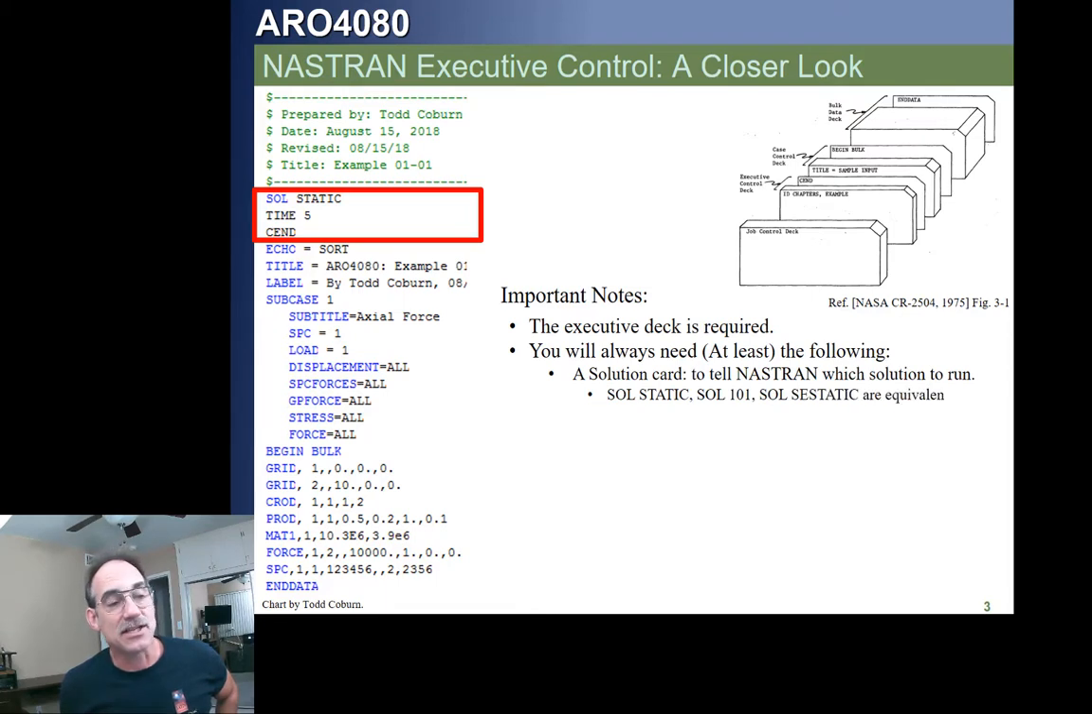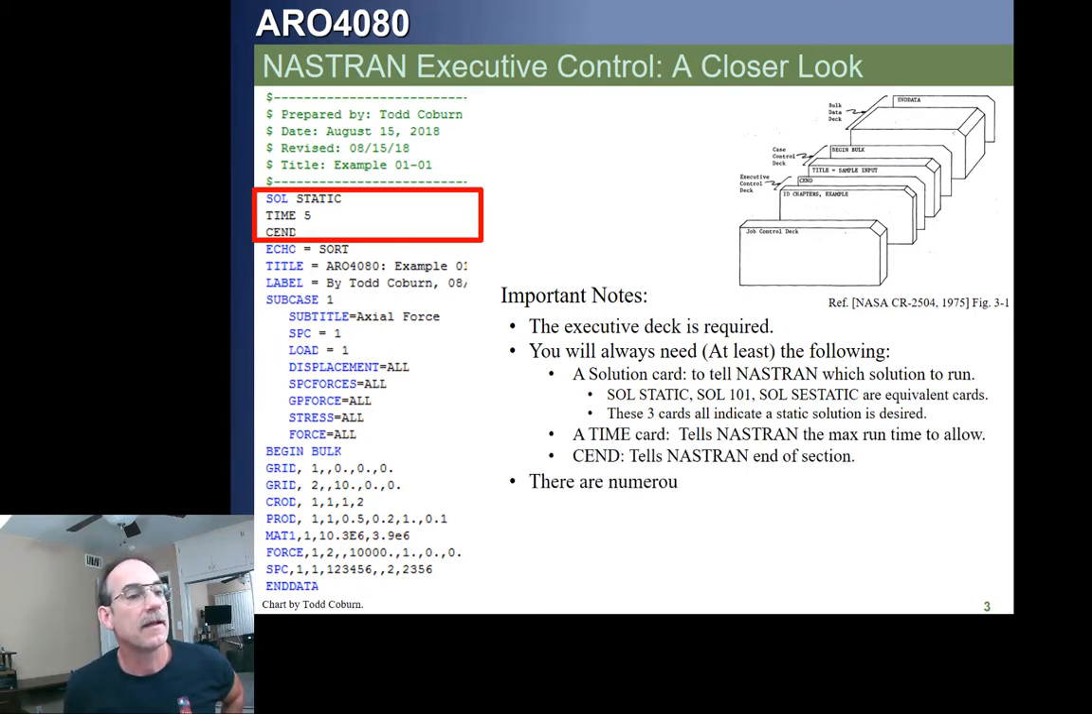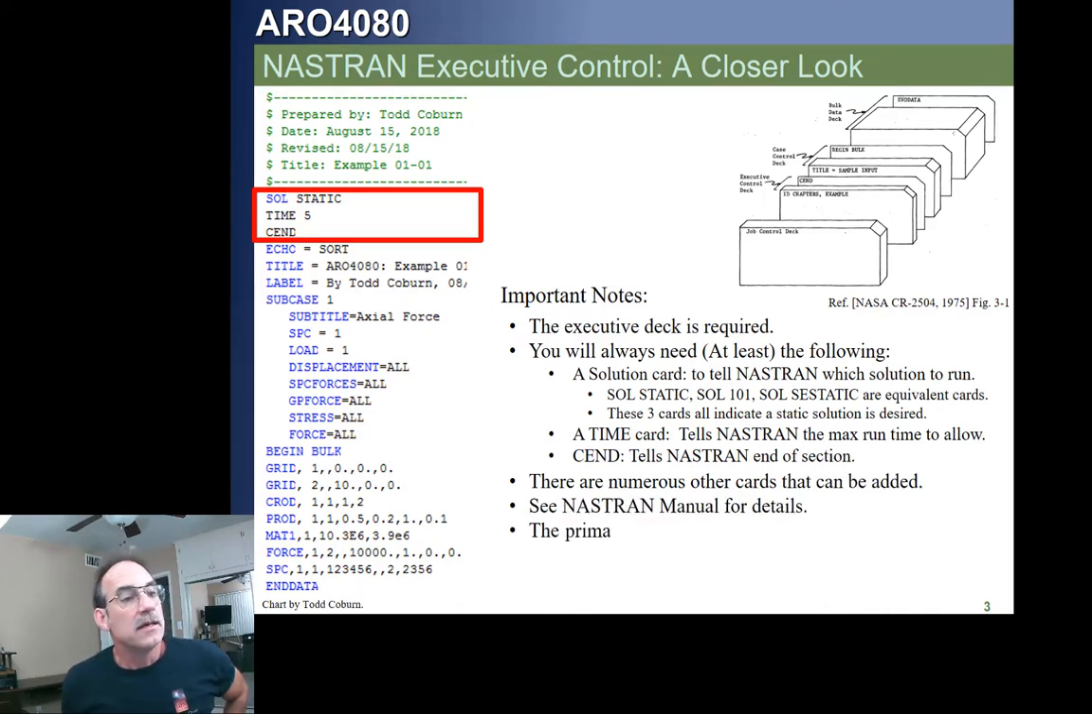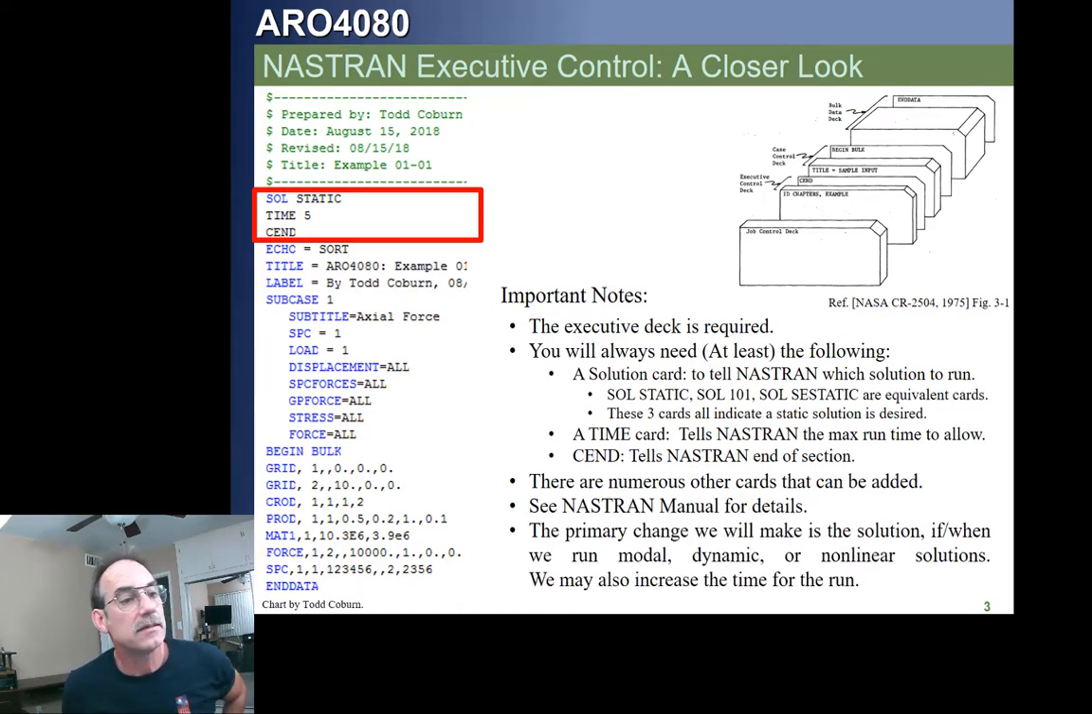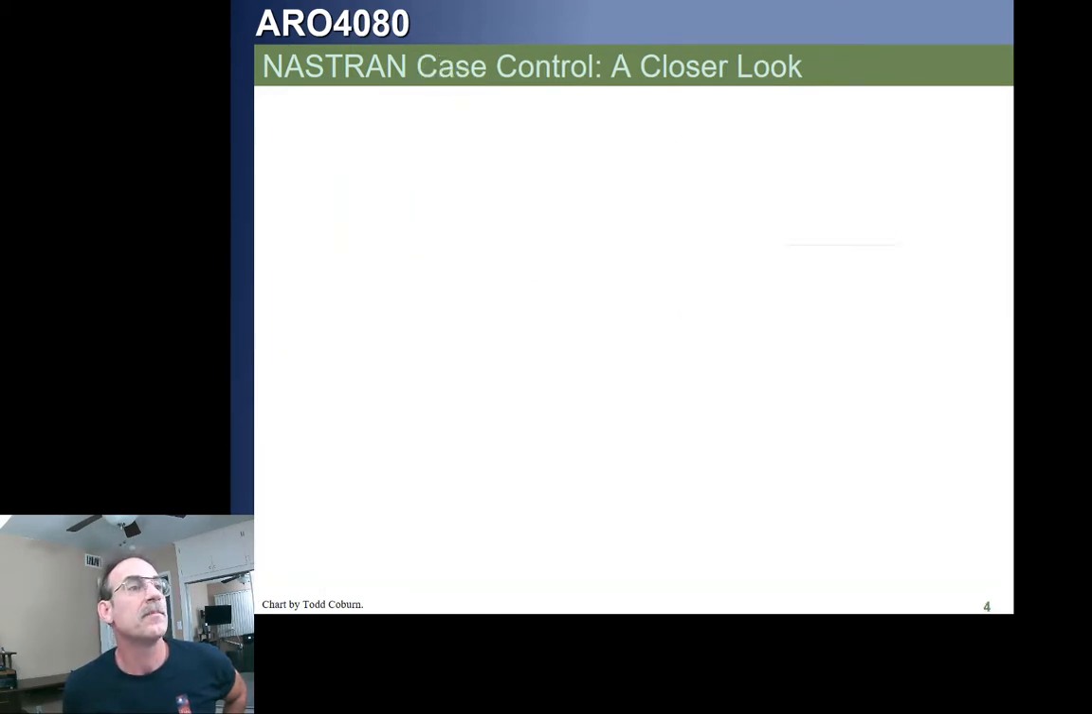We're going to always need at least that solution card. It can be called out like static in this case. Solution 101 is the exact same thing, or SE static are old terms. Some finite element codes may not recognize some of the words and may require a number, but many of them require all these. You're going to need that solution, you're going to need the time and the CEND, and most of the other cards are optional. Okay? Got that? You've already used that in Project 1.